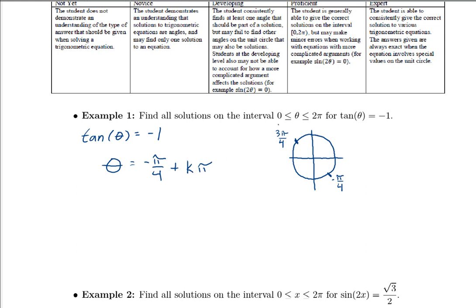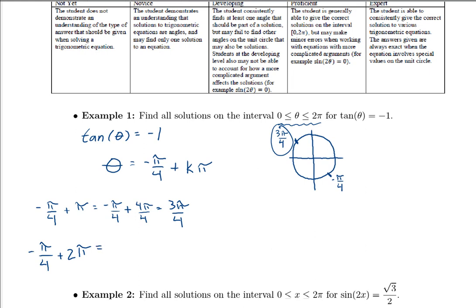All right, now it asks for all solutions between 0 and 2 pi. So what I want to do is take this -pi/4. That's not between 0 and 2 pi, so let's see what happens when I add pi to that. And of course, getting a common denominator, well, that gets me that 3pi/4 that we already talked about. All right, but what happens if I add 2 pi's, right? So let k equal 2. Then I'm taking -pi/4 plus 8pi/4, which is 7pi/4, which is almost 2 pi, but not quite. So our answer to this specific question is 3pi/4 and 7pi/4.